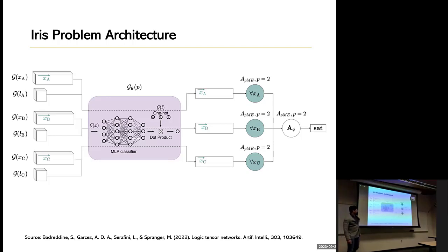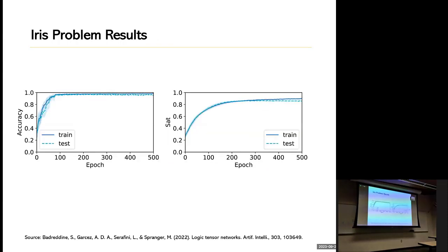Or no, so actually this was the architecture of that. Yeah. Talk about results. They go over results for accuracy overall, and then they also look at what happens with satisfaction of the constraints, which also increases over time. And of course, we would expect this during training because this is what they're optimizing toward.